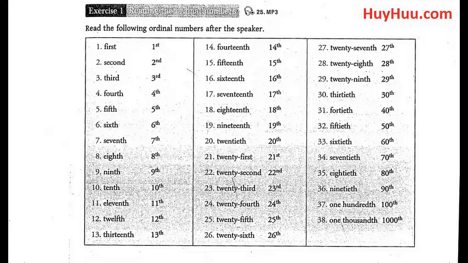25th, 26th, 27th, 28th, 29th, 30th, 40th, 50th, 60th, 70th, 80th, 90th, 100th, 1000th.